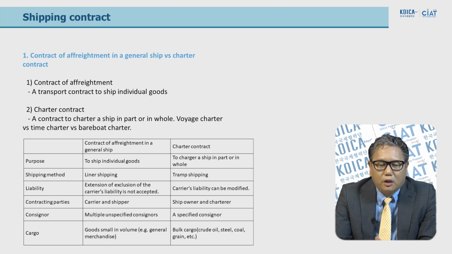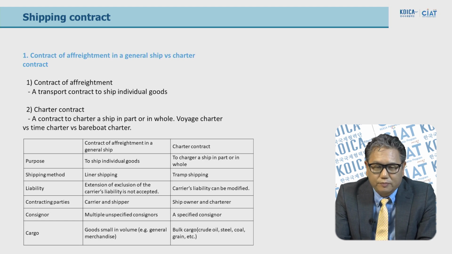So you can see we are comparing the contract of affreightment and the charter party contract. First is the purpose. I am dividing some sectors: purpose, shipping methods, liability, the contracting parties, the consignor, and the trading of the cargoes.